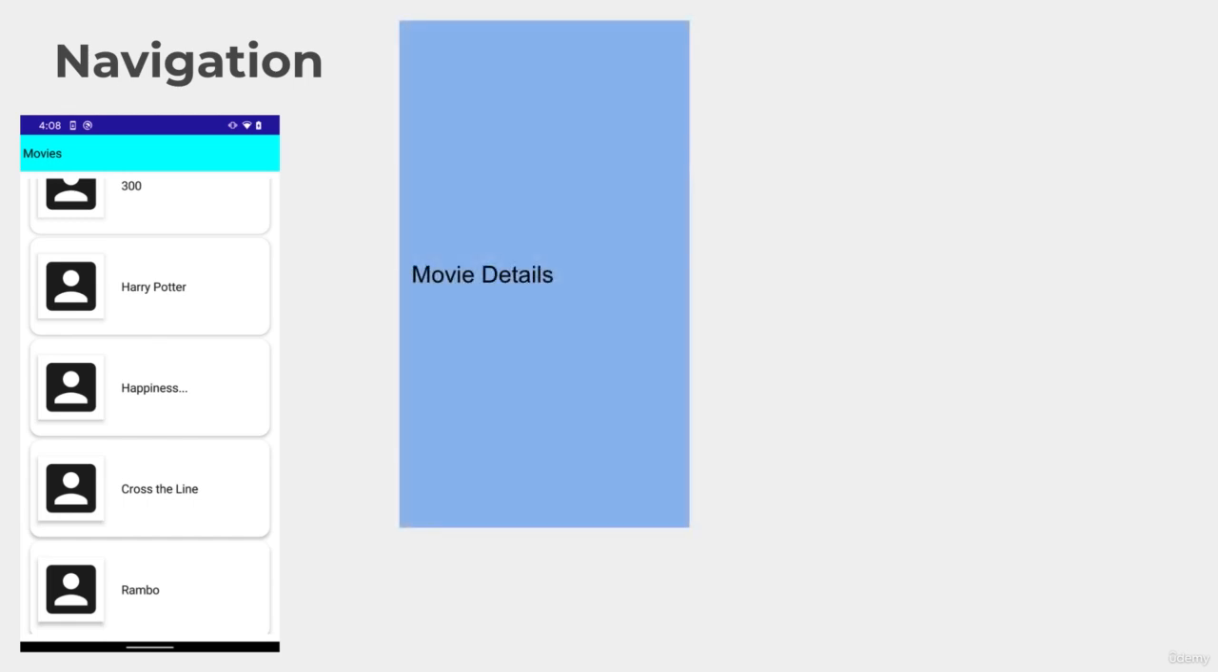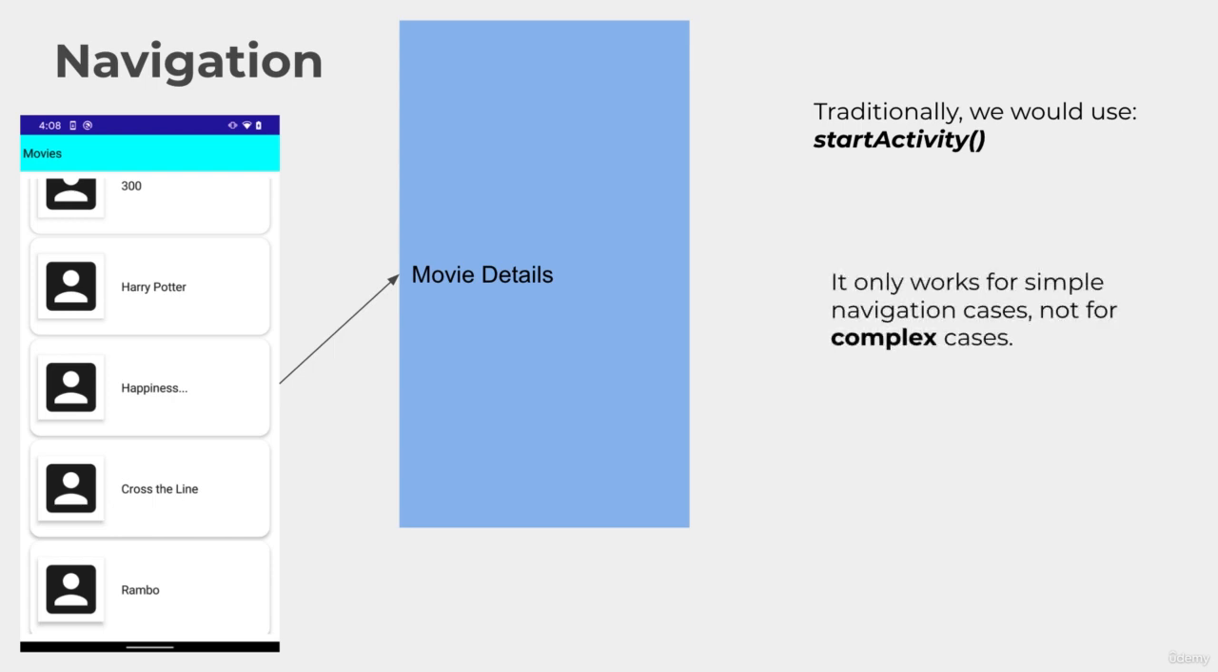We need a way in which, perhaps, when we click one button, we can go to movie details. We'll display the details of the movies that we are showing. Traditionally, we would use start activity and pass the destination activity from where we are, and we could pass data around that way as well. But this way of doing things only works for simple navigation cases, not for complex cases.